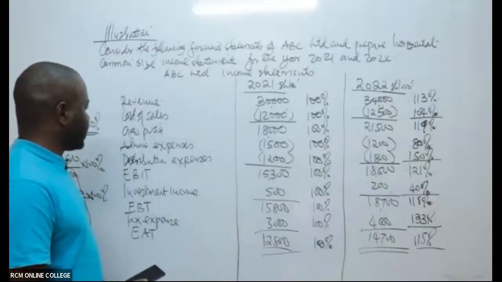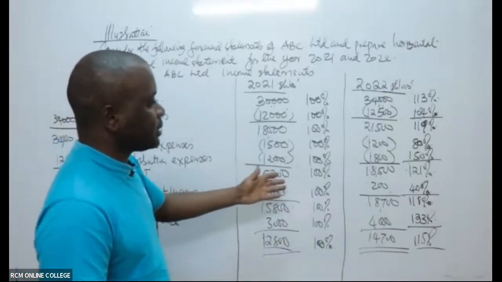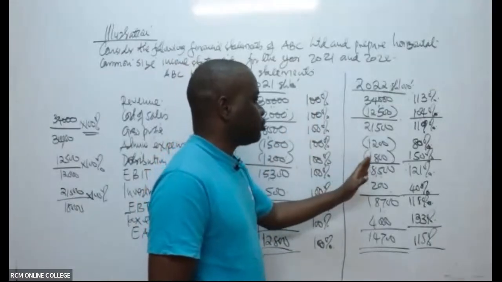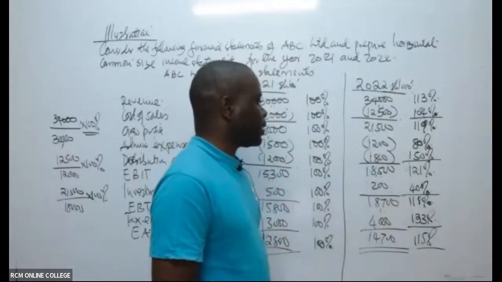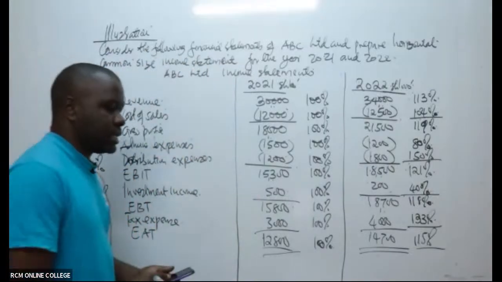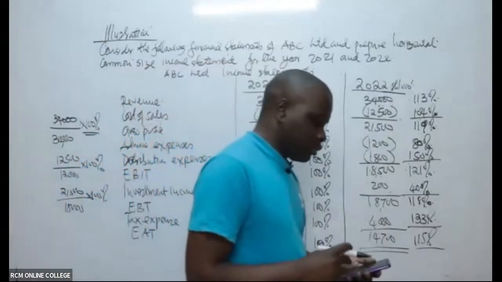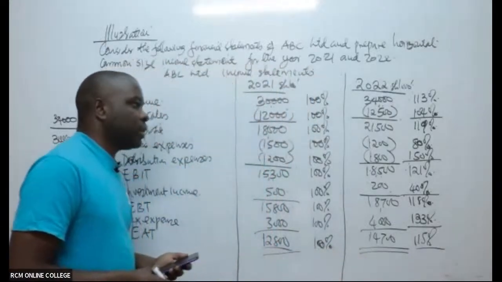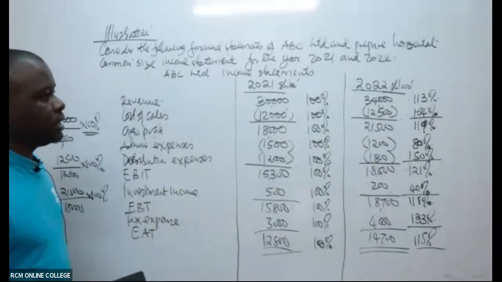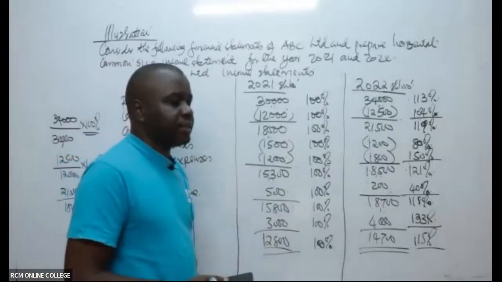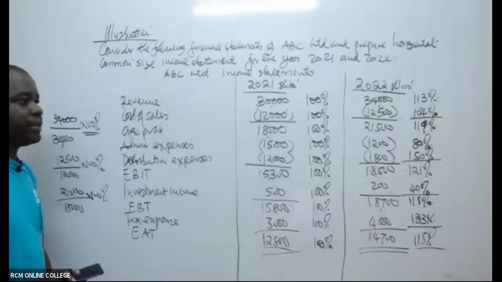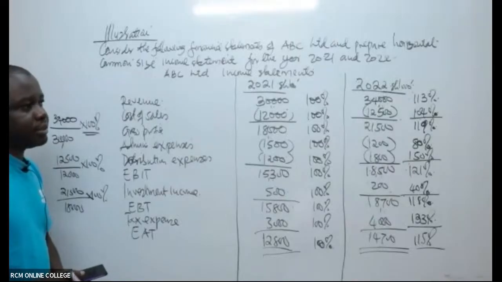In terms of, for example, in this case, the distribution expenses, there was an increase. If you compare 2021 as the base year with 2022, there was an increase in the distribution expenses, what, 150 percent. So it can give you a trend in terms of the performance of the different items or elements in the financial statements.